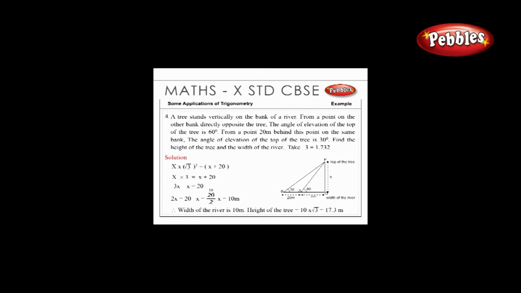X into 3 is equal to x plus 20. 2x is equal to 20, implies x is equal to 10 meter. Therefore, the width of the river is 10 meter and the height of the tree is equal to 10 into root 3, which is equal to 17.3 meters.